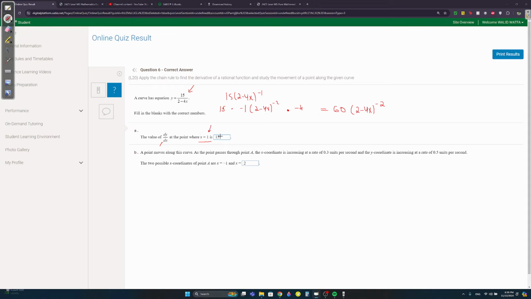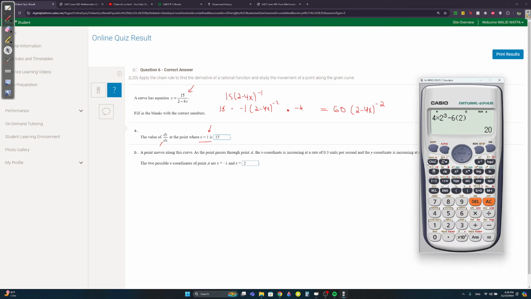They're saying substitute x equals 1. You're going to get 60 times 2 minus 4 times 1 to the power of minus 2. Yes, 15.